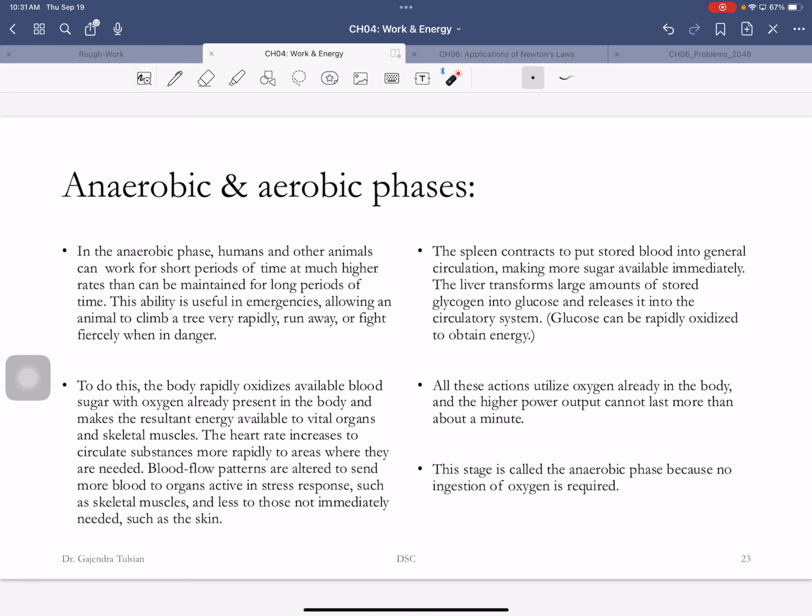So the liver transforms large amounts of glycogen into glucose and releases it into the blood. All these actions utilize oxygen already in the body. So even the anaerobic process is using the oxygen, but it's using existing oxygen. Okay? And you're not breathing in. You don't have the time to bring in more oxygen. This stage is called the anaerobic phase. The higher power output cannot last more than about a minute. Okay?